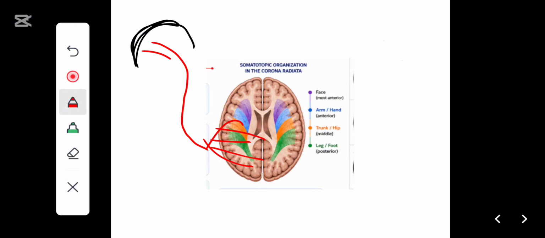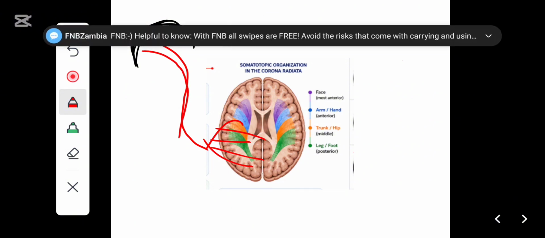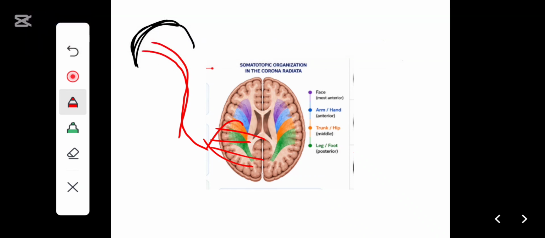The corticobulbar tract originates from the cortex, passes through the corona radiata, passes through the internal capsule, just like the corticospinal tract. But this one doesn't reach the spine. It reaches the nuclei of the cranial nerves in the pons and in the medulla. Of our interest is cranial nerve number 7, which is the facial nerve.